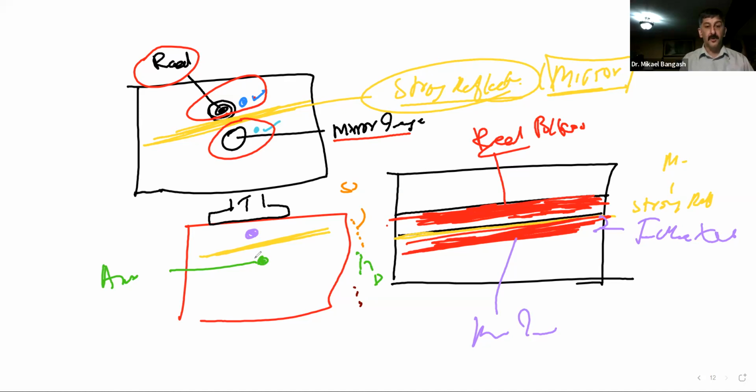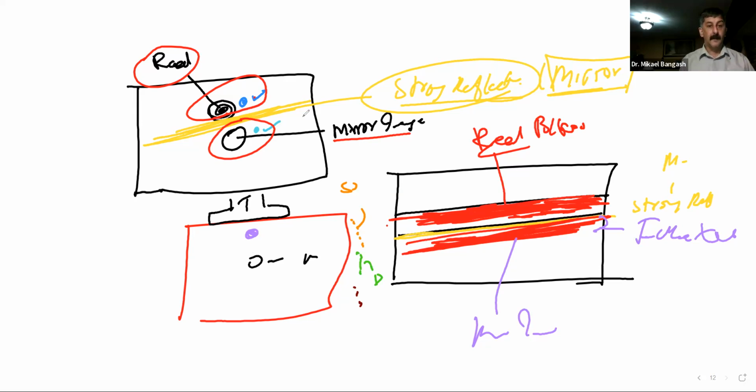Clear? Some of you may ask, so what if you don't have the strong reflector? Then it will be just like walking into a room where there is no mirror. Would you have anything to look yourself into? No. So you will not see a mirror image because that room doesn't have a mirror. Did that make sense? A mirror image requires a mirror, which is going to be a strong reflector.